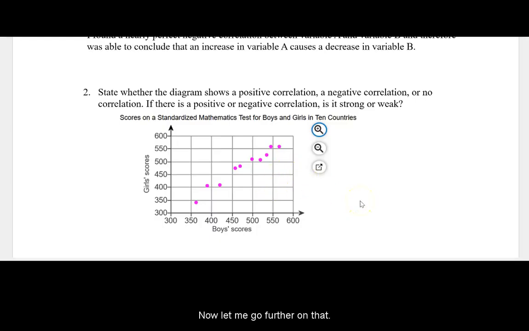Now, let me go further on that. We're looking at this graph. We have girl scores and then boy scores. And in a country, and this is 10 countries it's showing, by the way, in a country where the boy scores are higher, the girl scores are also likely to be higher. That's what this is showing you. So when we have a positive correlation, it's showing us that as the boy scores increase, so do the girl scores. It's a strong correlation, and then you just explain it in context to the particular problem.